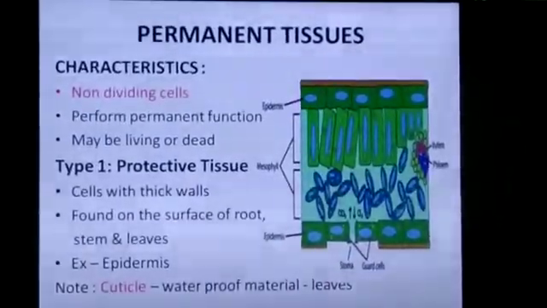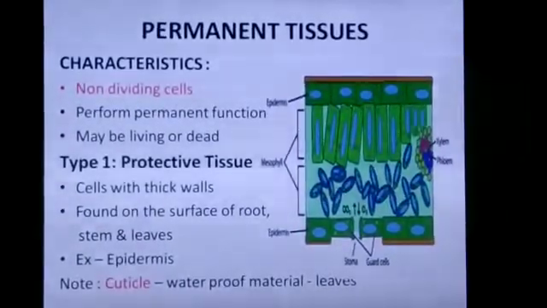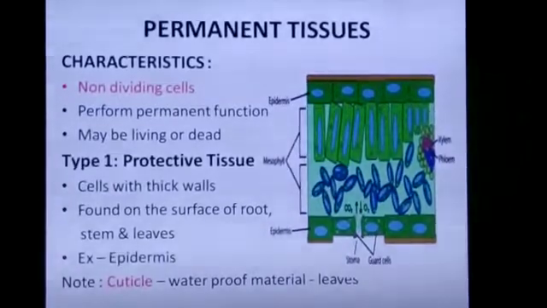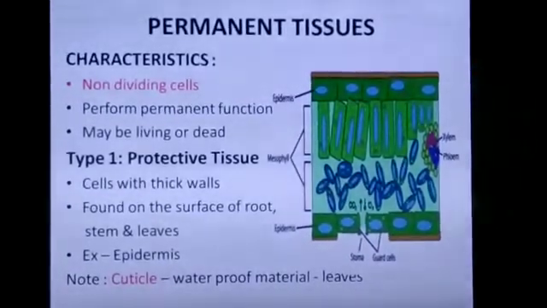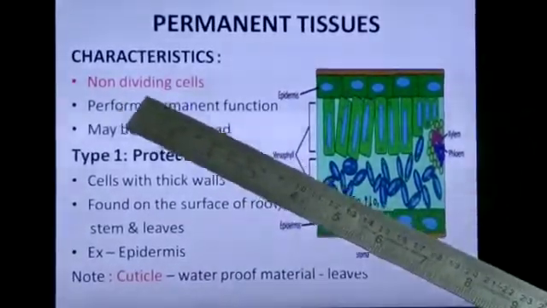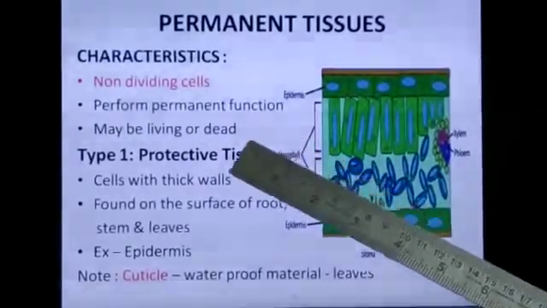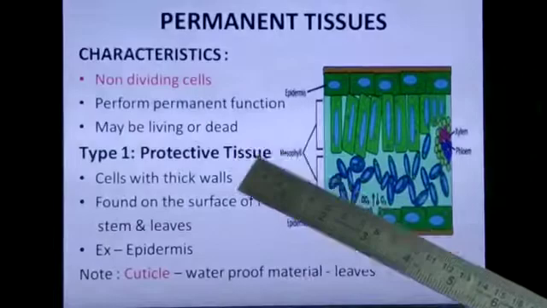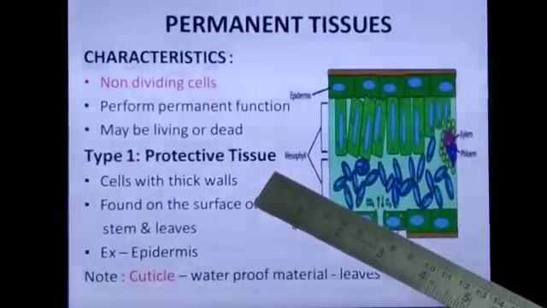The next type of plant tissue is permanent tissue. Permanent tissue is derived from meristematic tissue cells. When meristematic tissue cells lose their capacity to divide, they turn into permanent tissues. So this tissue consists of non-dividing cells. They carry permanent functions. They may be living or dead. Permanent tissue is of 3 types. The first type is protective tissue.